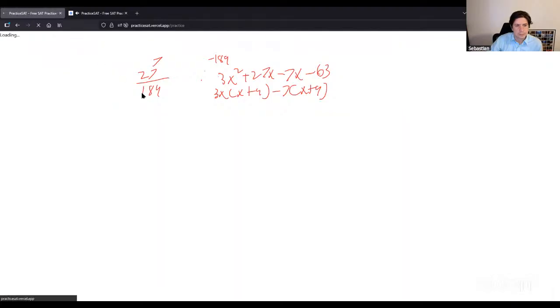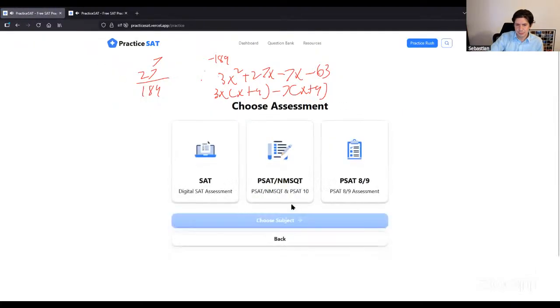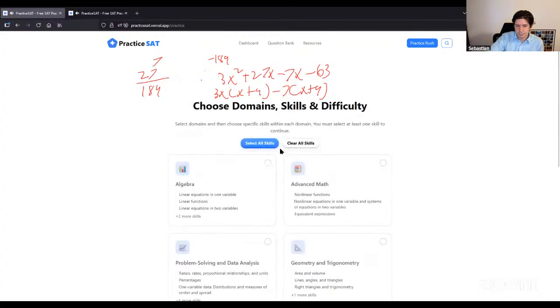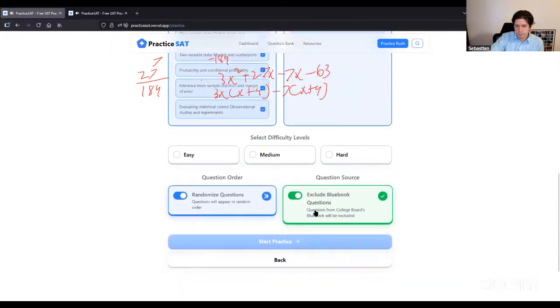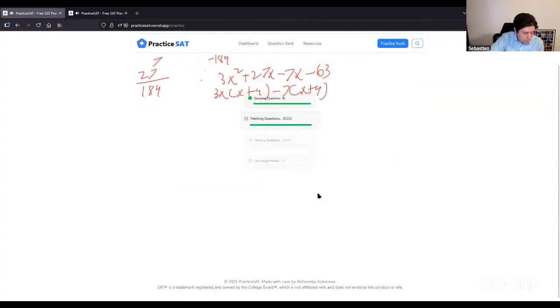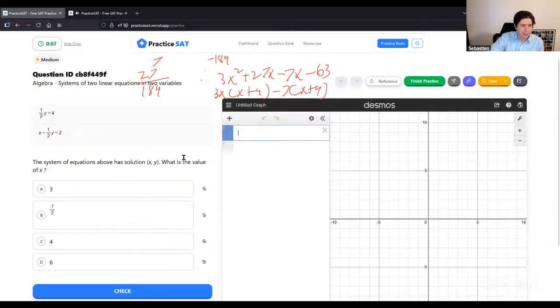Let's see if we refresh what happens. Let's see if we can get that calculator back, just in case we need it. Okay, we got it back anyway.